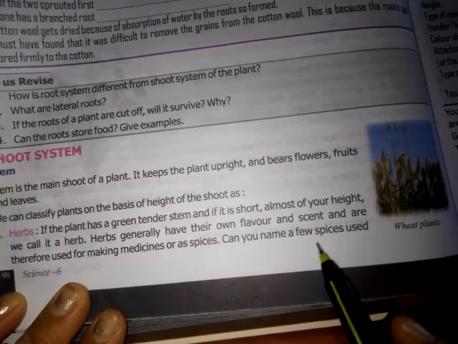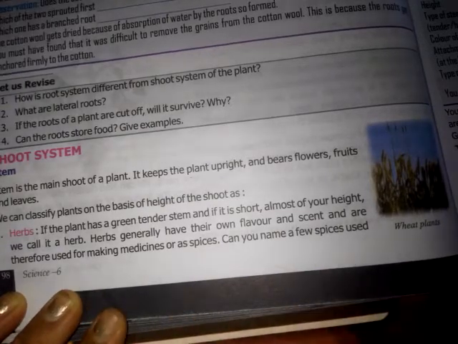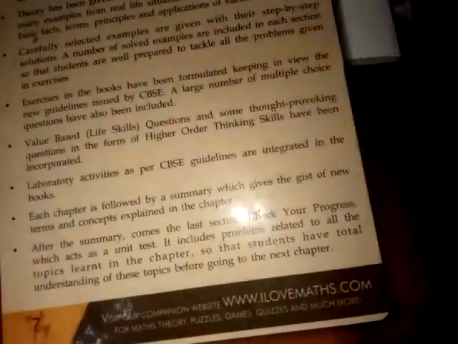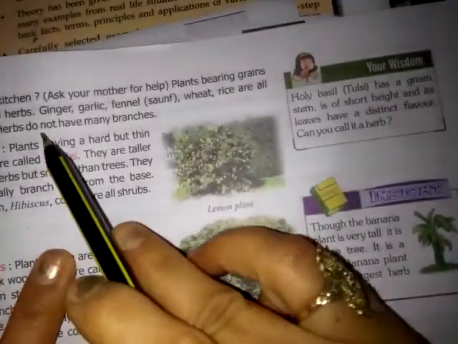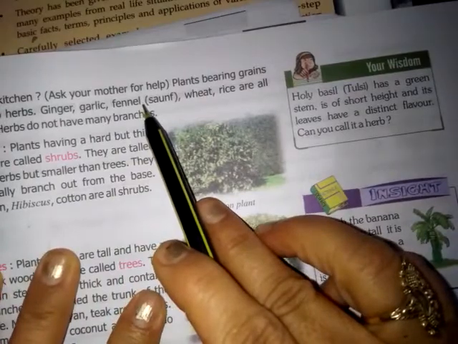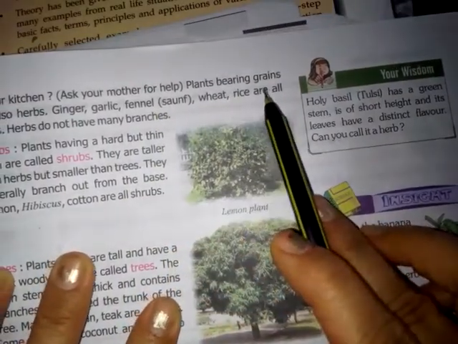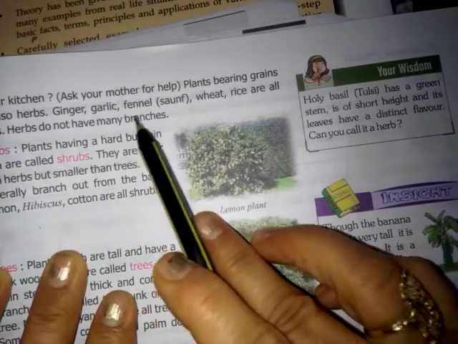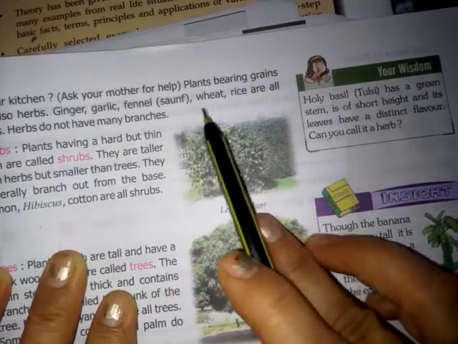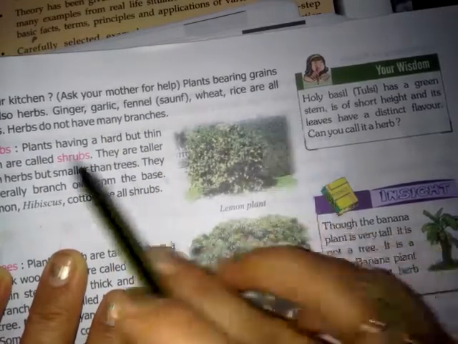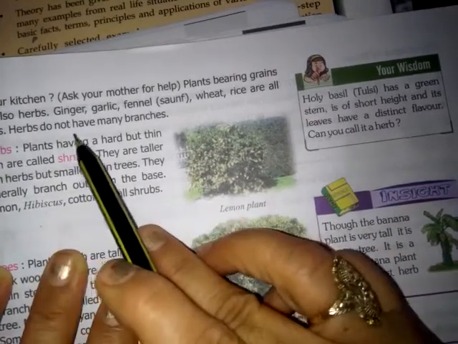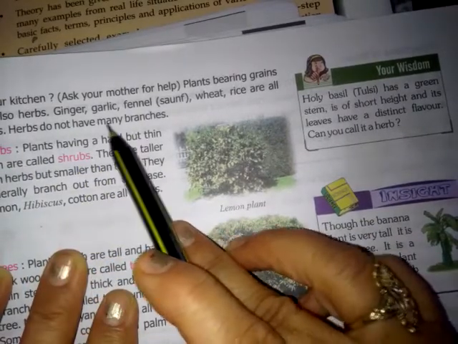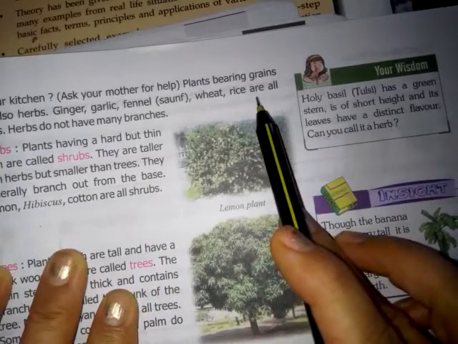You can name a few spices used in our kitchen. Ask your mother for help, okay. Plants bearing grains are also herbs. Ginger, garlic, fennel, soft, wheat, rice are herbs. Herbs do not have many branches, okay. So they all are the examples of herbs.